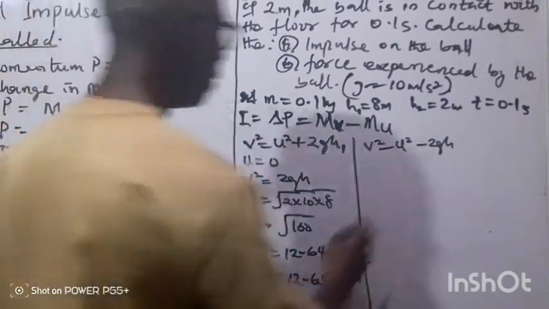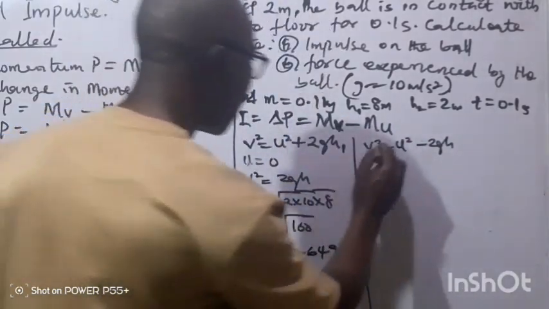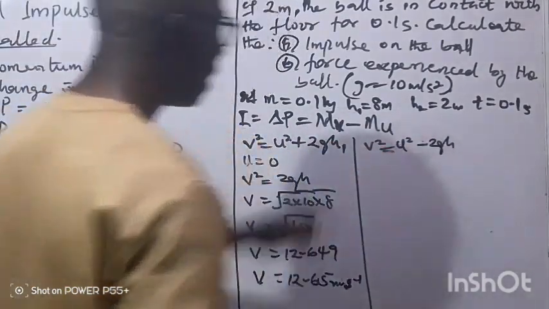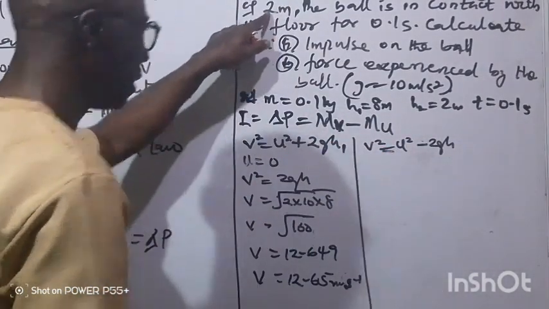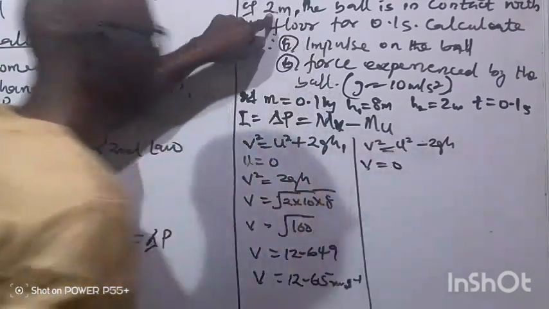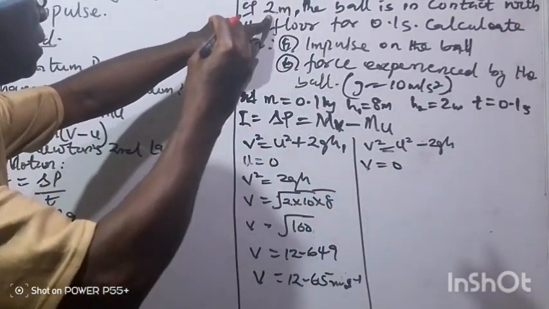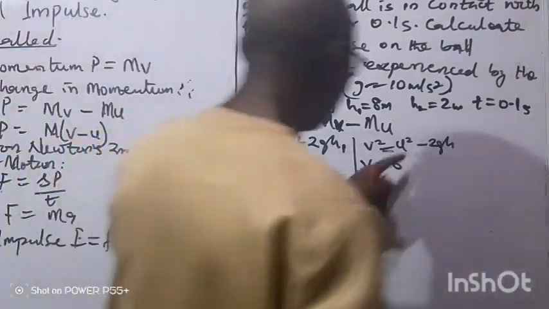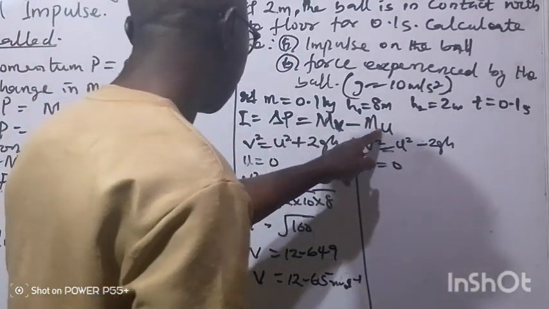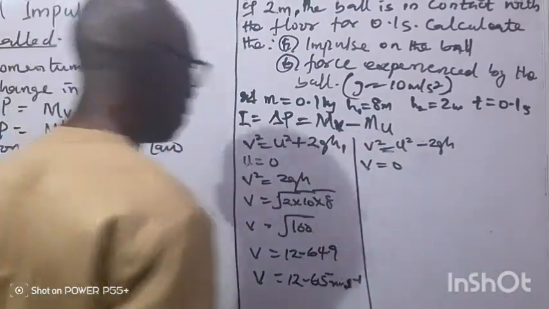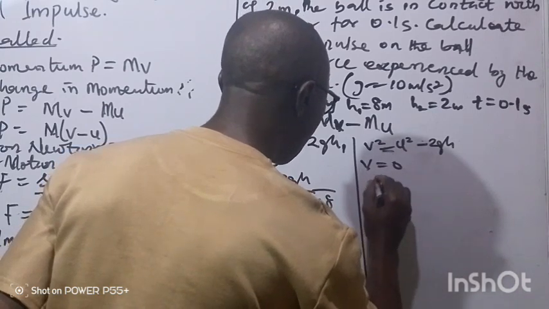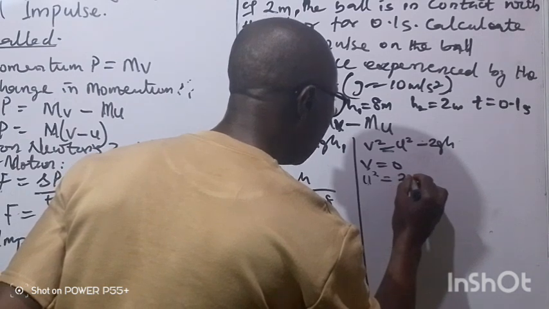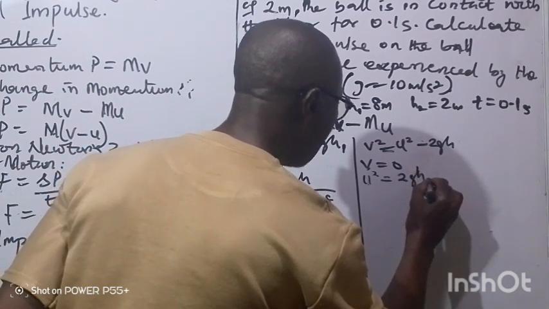So from there, we can now say that when it moves up, the final velocity at that particular height, which is 2 meters, v will be equal to 0. That is, when it moves up to a certain height, the final velocity at that particular point will be equal to 0. But the initial velocity, that is u that we need, will now come up. So we have u squared is equal to 2gh. And our h will be equal to h2 that we mentioned, which is 2 meters.